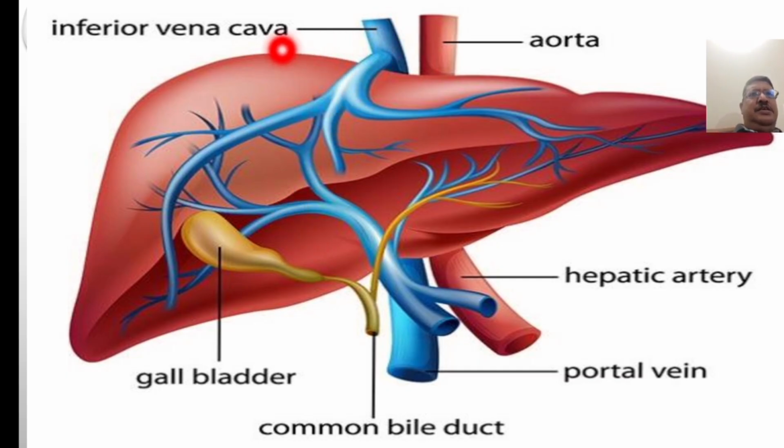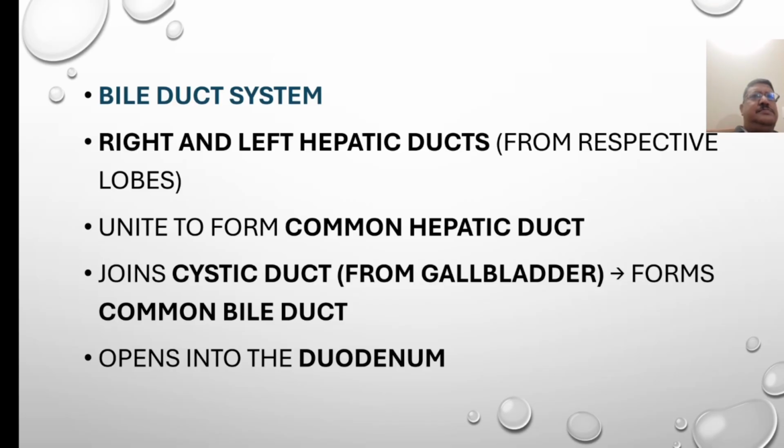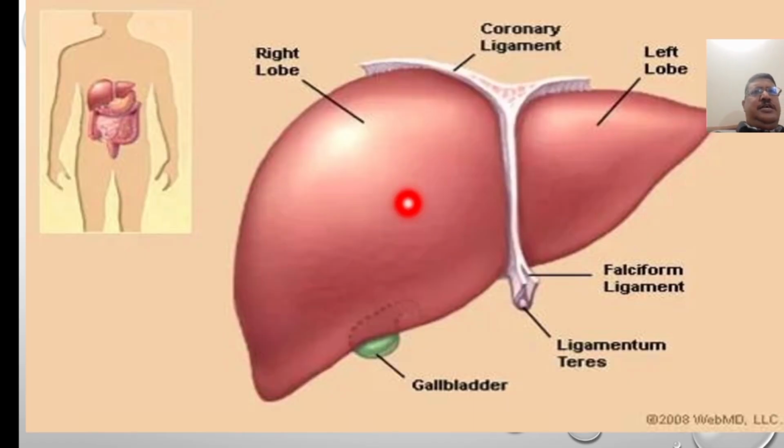This is the vein, inferior vena cava, aorta, hepatic artery, portal vein, gallbladder, common bile duct. Bile duct system: right and left hepatic ducts from the respective lobes unite to form the common hepatic duct. It joins the cystic duct from the gallbladder to form the common bile duct, which opens into the duodenum. So this is the right lobe, coronary ligament, left lobe, falciform ligament, ligamentum teres. This is the gallbladder.